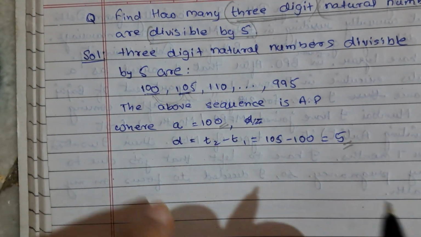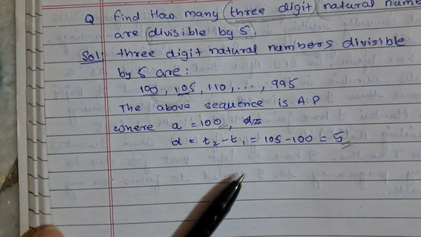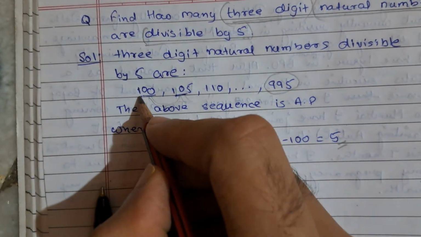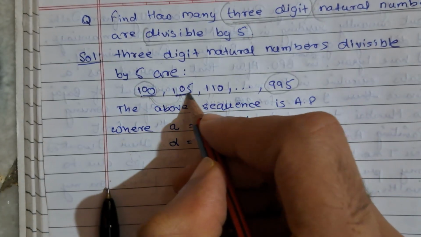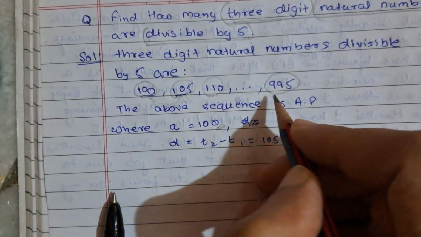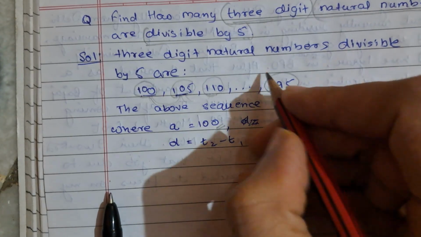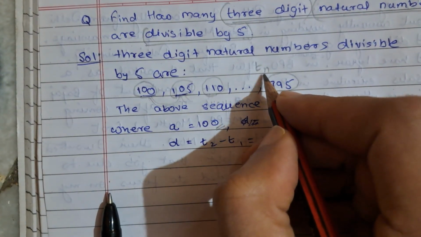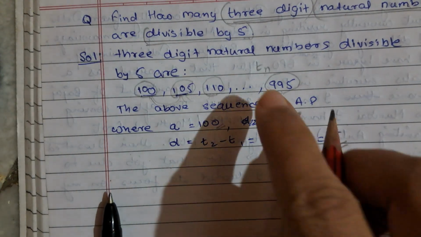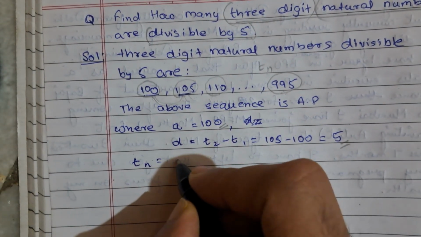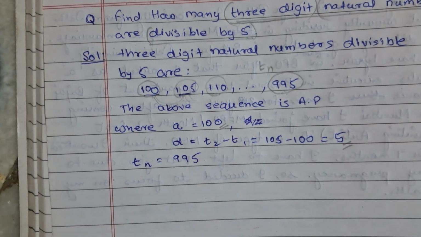Now, do I know the last number in this list? Yes, I do know. This is the last number. Okay, so the first number is called T1, the second number is called T2, the third number is called T3, and the last number is called Tn. Because I don't know which number this is, we will term it as Tn. Okay, so here I will say, and Tn is equal to 995.